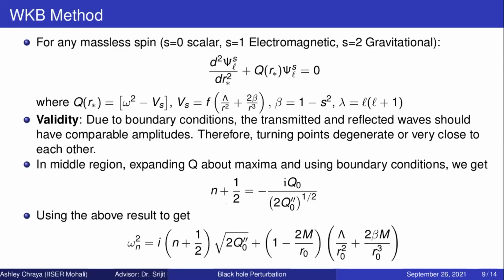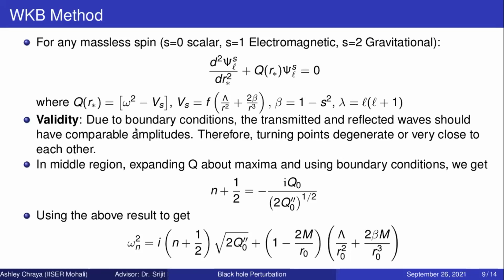So firstly, till now I have been talking about only the scalar field, but even if we take electromagnetic perturbation or gravitational perturbation, the main equation which we ought to solve is the same equation, where Q is equal to omega squared minus Vs. This is the same equation which I have shown before. Now, we have the differential equation, and this is valid for any massless spin.